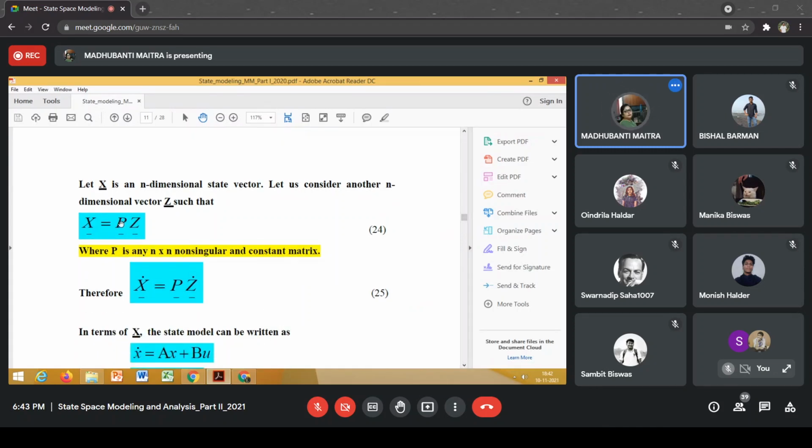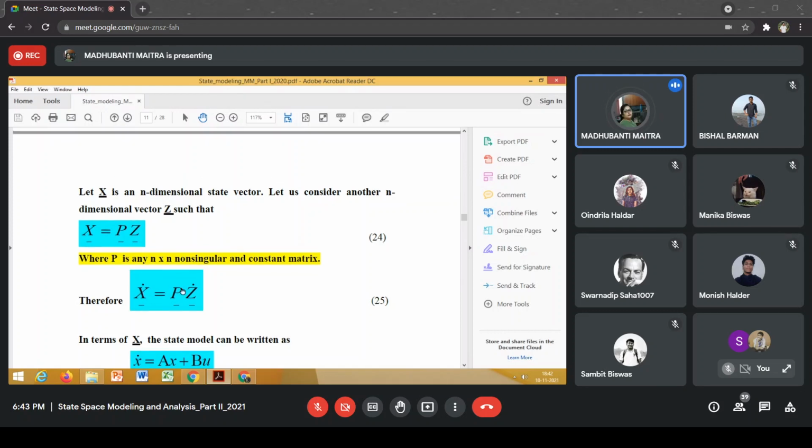So if x is equal to Pz, then if we take the first derivative, and since P is a constant matrix, we'll get another equation which is x bar dot is equal to P z bar dot. Clear? Why? Because P is a constant matrix. So x bar dot will be equal to P z bar dot.